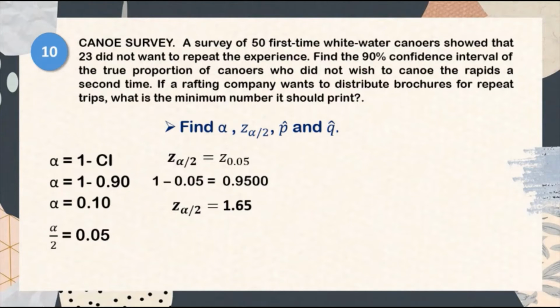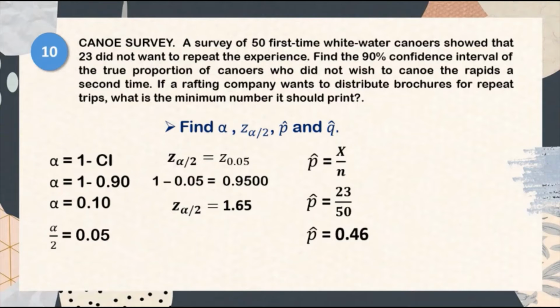Next, we need to find the value of p hat and q hat. In finding p hat, we use the sample proportion formula, wherein p hat is equal to x divided by n, wherein x is the number of sample units that possess the characteristic of interest and n is the sample size. Let's substitute the given values, so x is 23 and n is 50. 23 divided by 50 is equal to 0.46. So p hat is equal to 0.46.